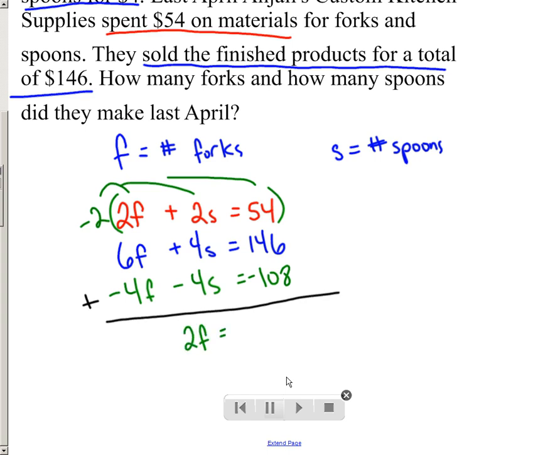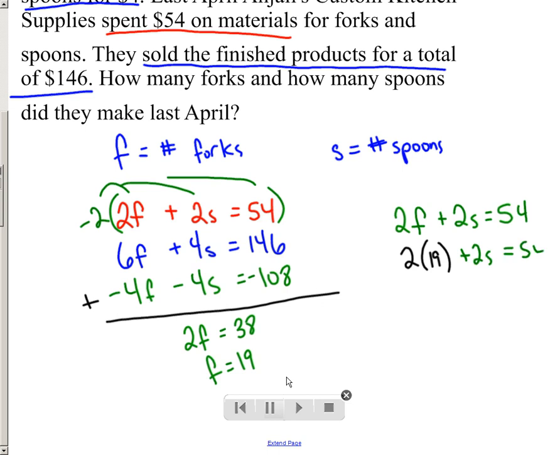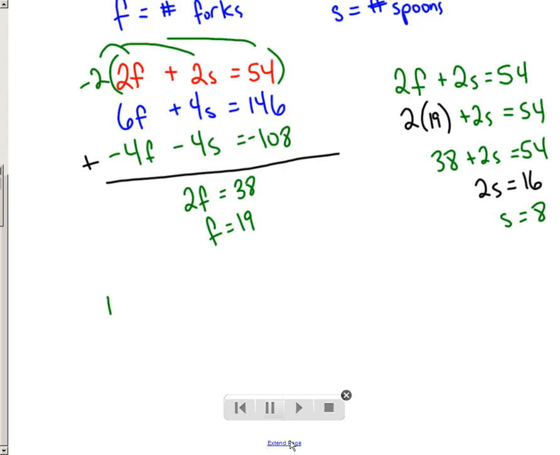And once you do the elimination, you'll find out pretty quickly you've got 19 forks. Doesn't sound like that many for a full month, though, but hey, the story problem is what it is. Anyway, you go back to the original equation, or one of the originals. You plug in 19 for the F, and you'll see there we got 38 plus 2S equals 54, minus 38 from both sides to keep the balance. Divide by 2. Next thing you know, we've got 8 spoons. So 19 forks and 8 spoons.